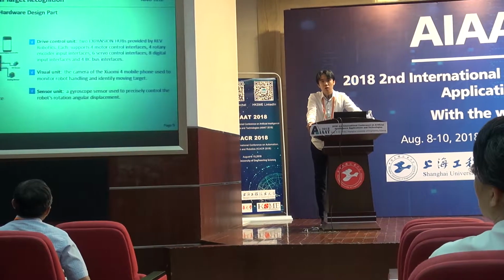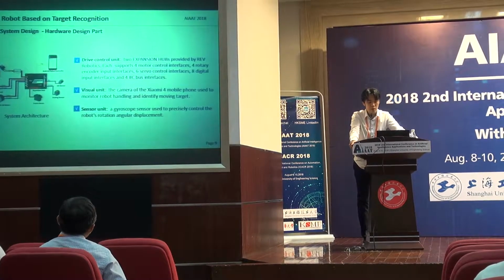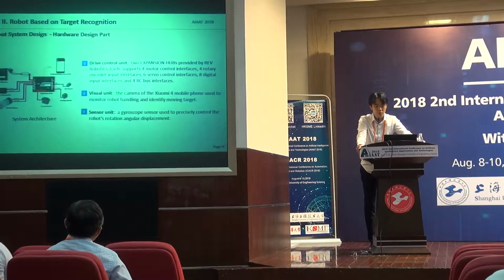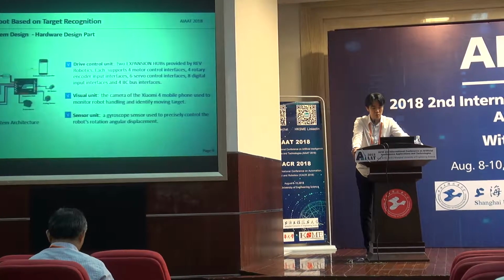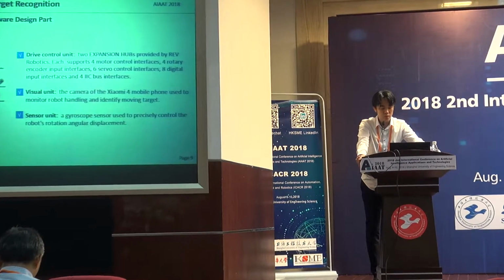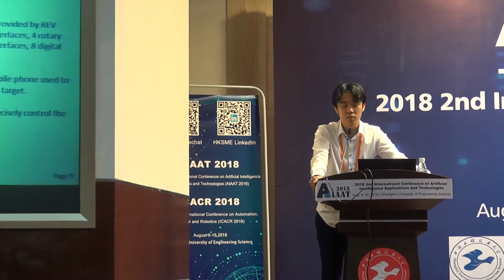Now I will introduce the hardware parts of my robot. There are mainly three parts. The first one is the drive control unit. It consists of two expansion hubs provided by Robotics, which support 4 motor control interfaces, 4 rotary encoder input interfaces, 6 servo control interfaces, 8 digital input interfaces, and 4 I2C bus interfaces.